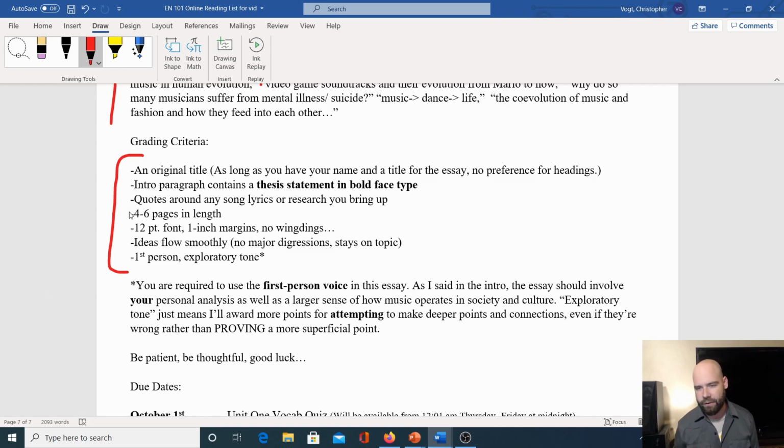Other basics, 4 to 6 pages in length. Let me translate that for two groups. For the A students, you should probably get into at least 5 or 6 pages. That would be the sweet spot, Goldilocks zone. Make sure you get to the end of the 4th page if you want to pass. So for the students who are in the C contract negotiation, make sure you get to the end of the 4th page. But Mr. Vogt, I say what I mean and I get right to the point.